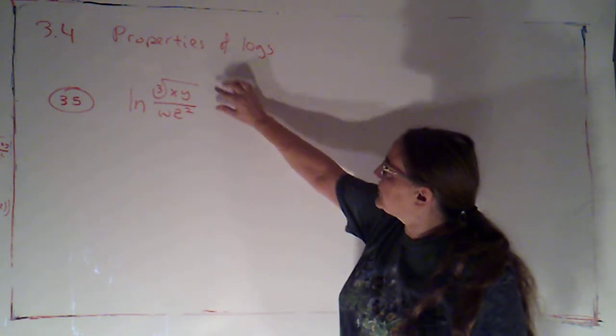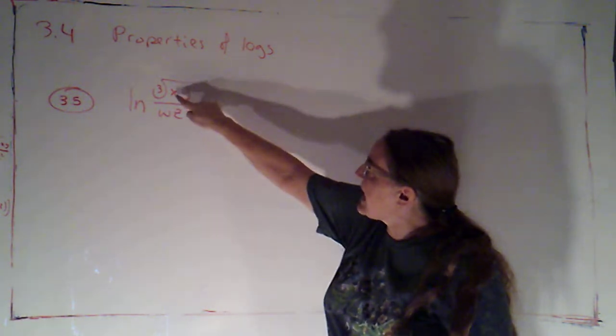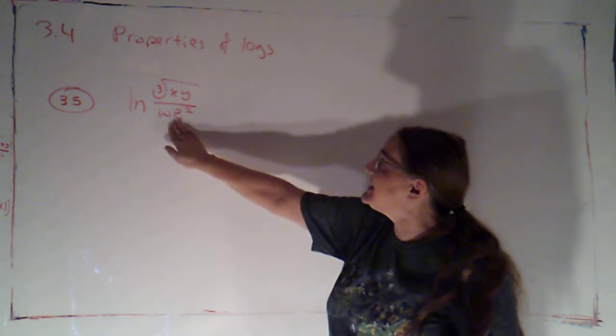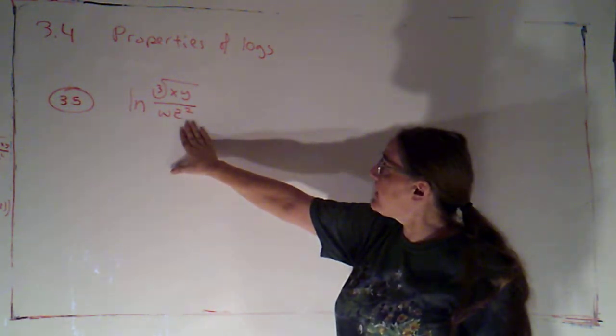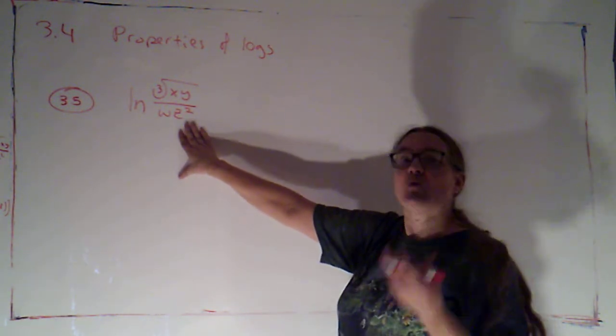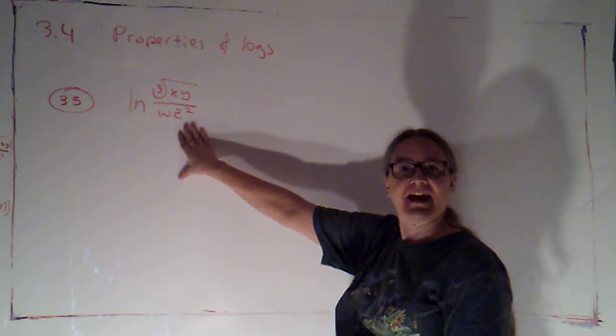Now do be careful here. The cube root applies to the x and to the y, but not to the w and the z squared. Okay, so see if you can write that in expanded form. We'll start the next video going over that example together.